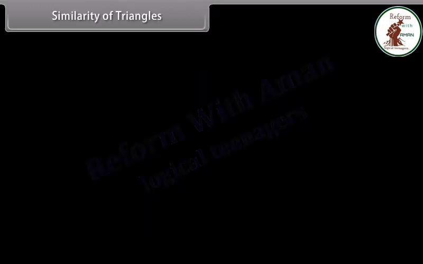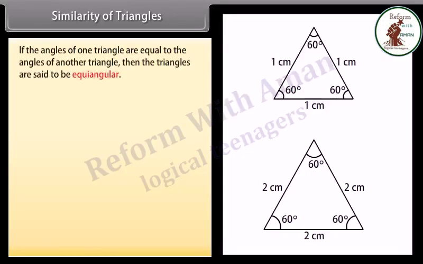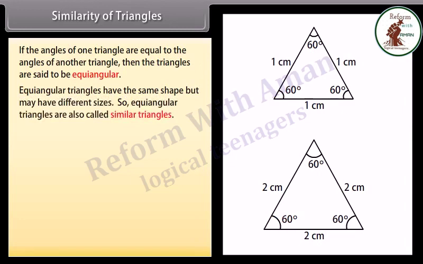Similarity of triangles. If the angles of one triangle are equal to the angles of another triangle, then the triangles are said to be equiangular. Equiangular triangles have the same shape but may have different sizes. So, equiangular triangles are also called similar triangles.